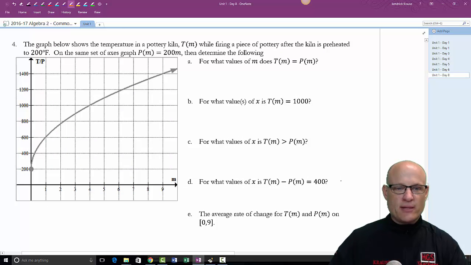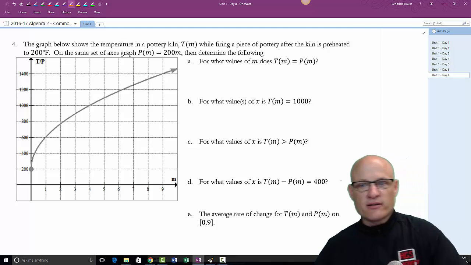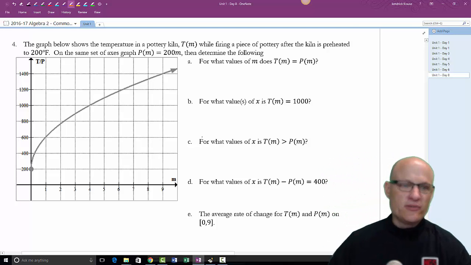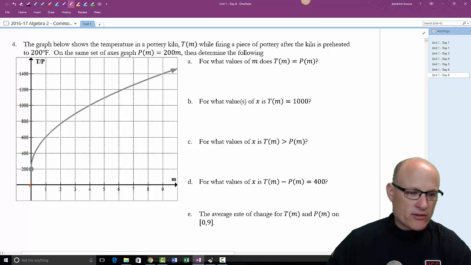The graph below shows the temperature in a pottery kiln. While firing a piece of pottery, a kiln is preheated at 200 degrees. On the same set of axes, graph 200 m. So that means it's got a y-intercept of the origin. And 200 m. So go over 1, up 200. Go over 1, up 200. Go over 1, up 200.